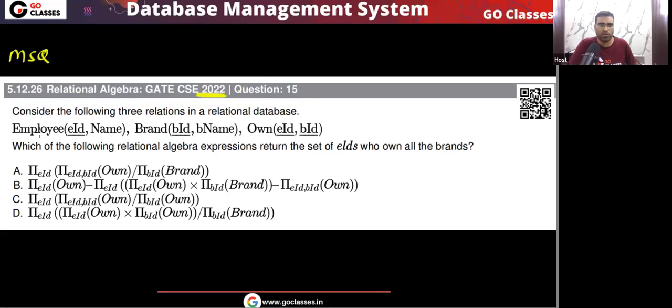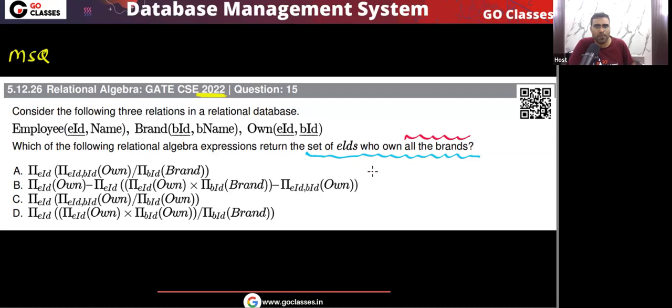What the question is saying: here you have the employee table with employee ID and name. Here the brand table, brand ID and brand name. And this is the own table, which says which employee owns which brand. Which of the following relational algebra expressions returns the set of employee IDs who own all the brands? Those employees who own all the brands.